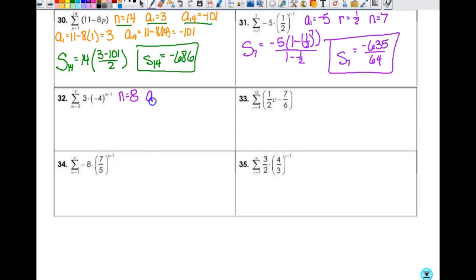A sub 1, which I don't really want anymore, I now need that to be A sub 2 because that's where I'm starting. So I have to find that. A sub 2 is going to be equal to 3 times a negative 4 to the 2 minus 1 power. So that's really to the first power there, so this is just going to give me negative 12.